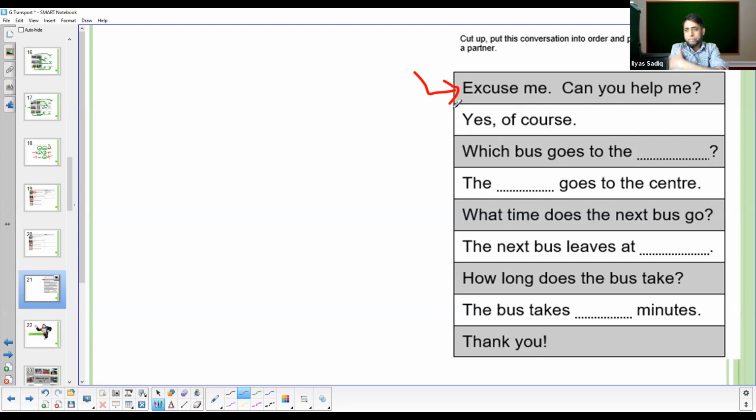Excuse me, can you help me? Yes, of course. Which bus goes to the shopping center? The 39 goes to the center. What time does the next bus go? The next bus leaves at 3 p.m. Well done. How long does it take the bus? The bus takes 30 minutes. Oh, thank you so much.